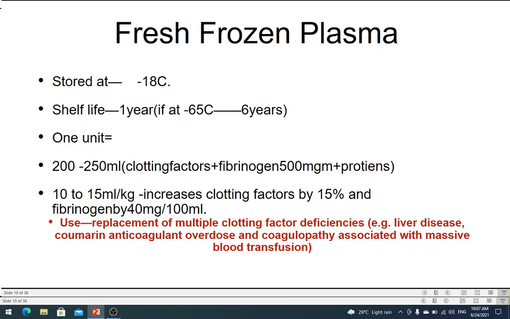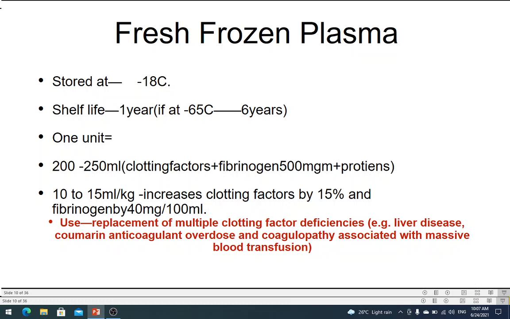Fresh frozen plasma at minus 18 degrees centigrade has a shelf life of about 1 year. Again, if you freeze it to below minus 65, you can probably use it even after 6 years. And 1 unit of fresh frozen plasma is around 200 to 250 ml. Whole blood, I told you this thing. RBCs, I told you, are mainly for oxygen carrying. Fresh frozen plasma contains all the clotting factors, it contains fibrinogen, and it contains proteins. Most of the proteins are there in the fresh frozen plasma. That is the advantage of fresh frozen plasma.